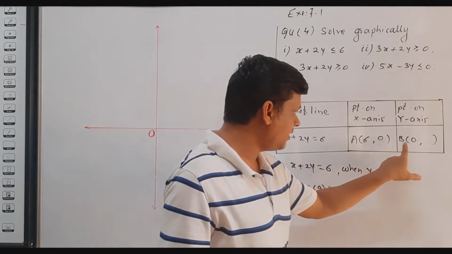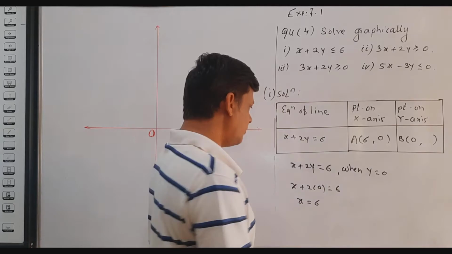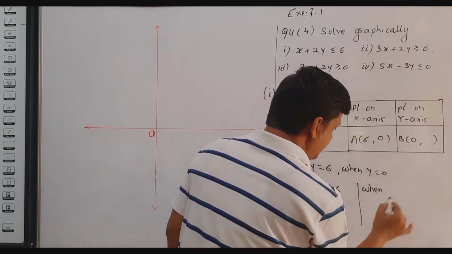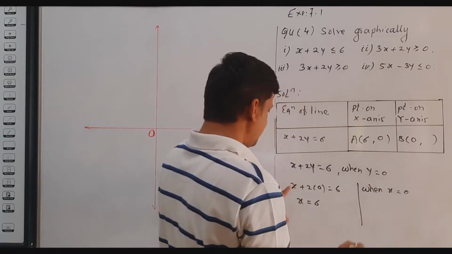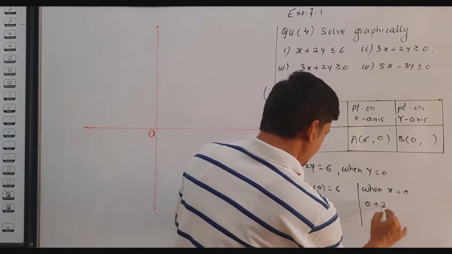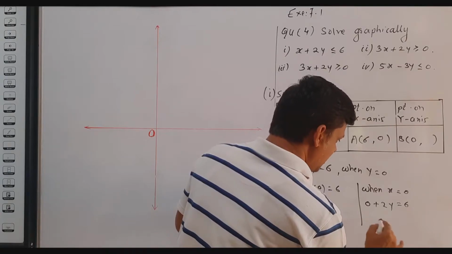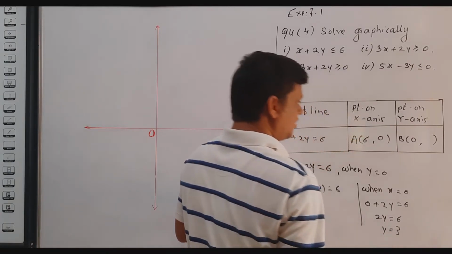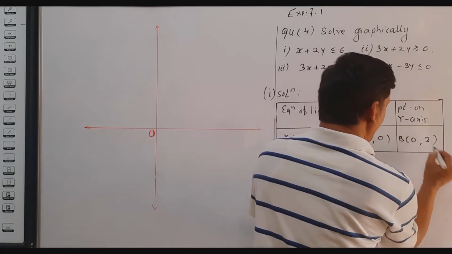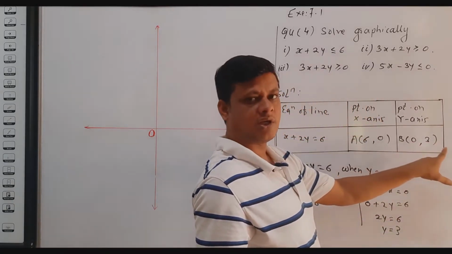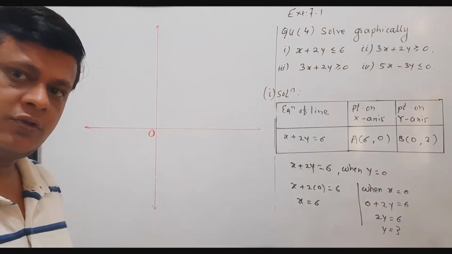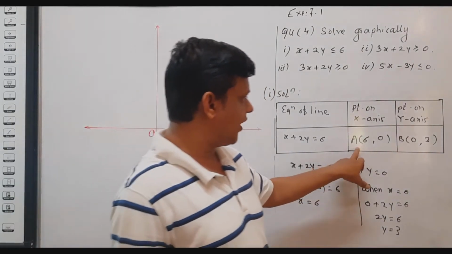Now we have to find the coordinates of point B. So for that we write here, when x is equal to 0, 0 plus 2y is equal to 6. That means 2y is equal to 6. So we get y equals 3. That means the coordinates of point B are 0, 3. So we have to plot this. So we plot these 2 points.